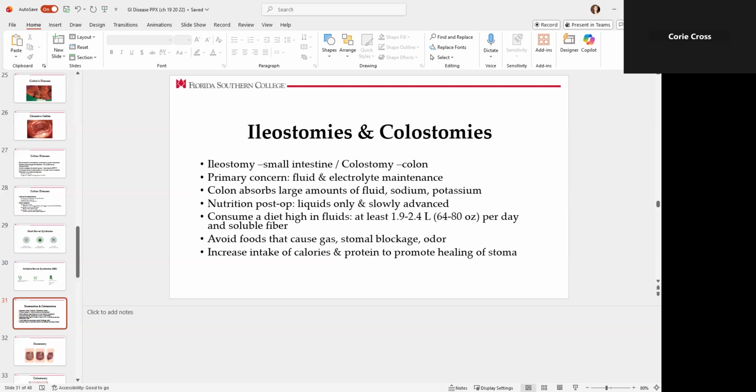Effluent is the term for the discharge that comes out of these sites. With an ileostomy, the effluent is liquidy. From a colostomy, the effluent varies from being liquidy to formed stool, and this is all dependent upon the amount of colon that remains. The goals for patients with either of these is to minimize symptoms and replenish the losses.